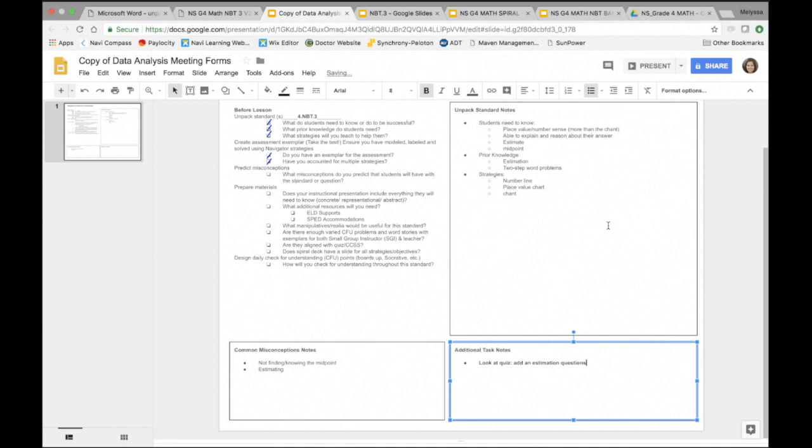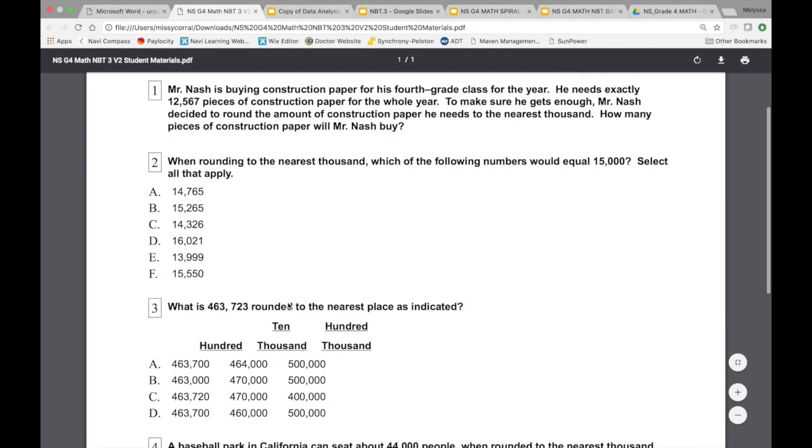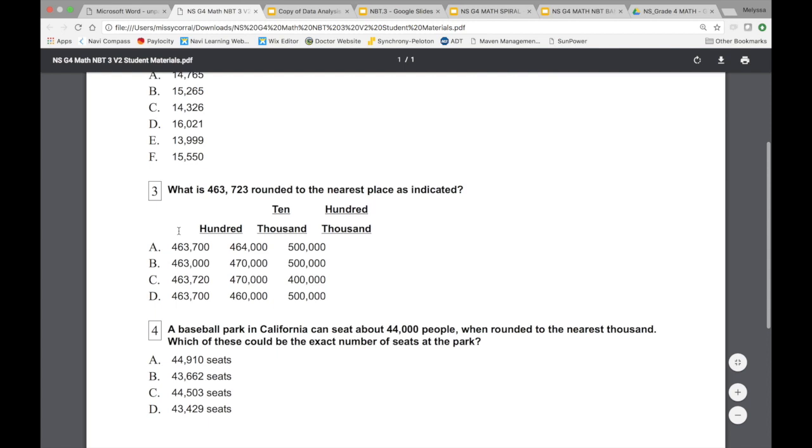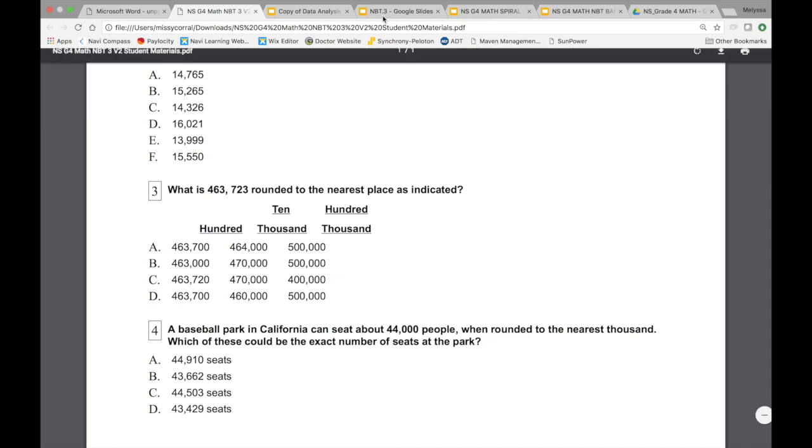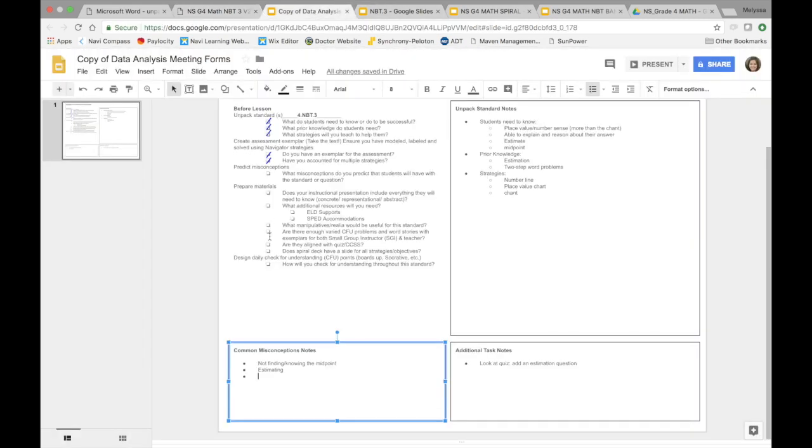Another misconception would be one of the questions on the quiz. Number 3. The question says, what is 463,723 rounded to the nearest place as indicated? And it actually goes from 100 to 10,000 to 100,000. It skips the thousands place. So I feel like if a student isn't reading very carefully, they could just go hundreds, thousands, 10,000s. So I think that could be a misconception.